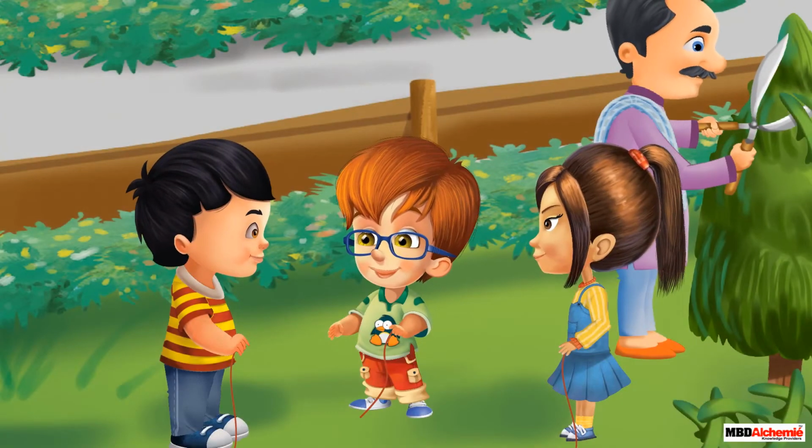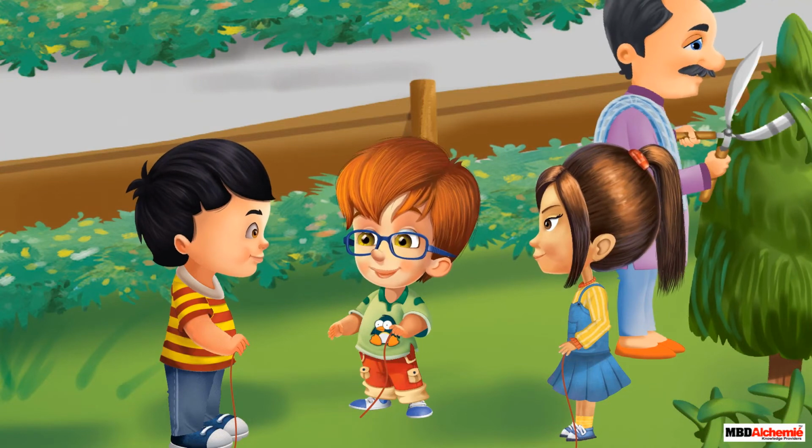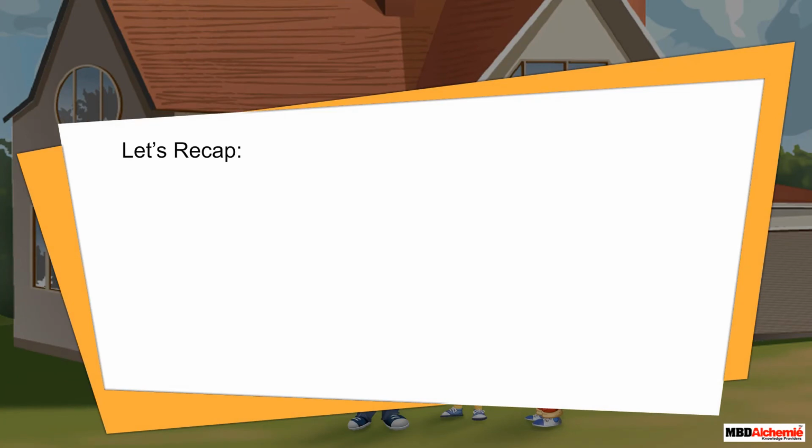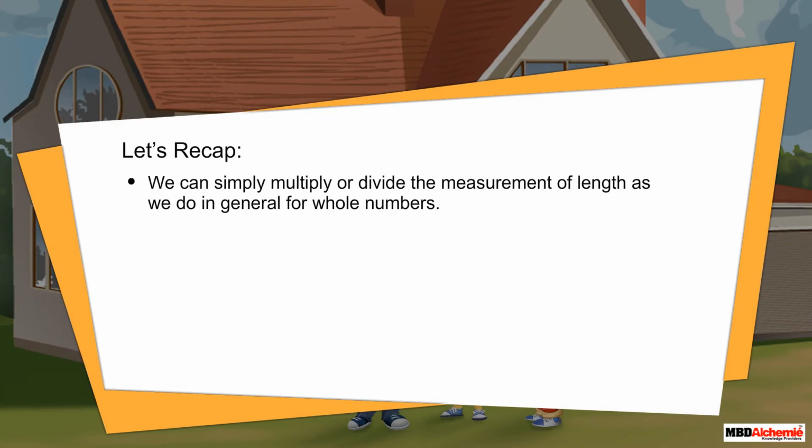This string will be equally distributed into 3 parts if he divides the length of the string by 3. Let's recap. We can simply multiply or divide the measurement of length as we do in general for whole numbers.